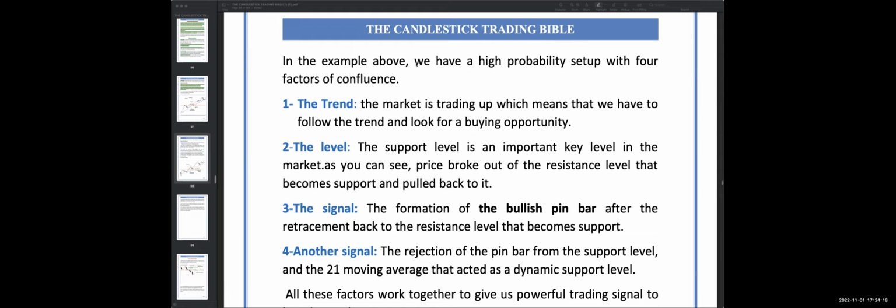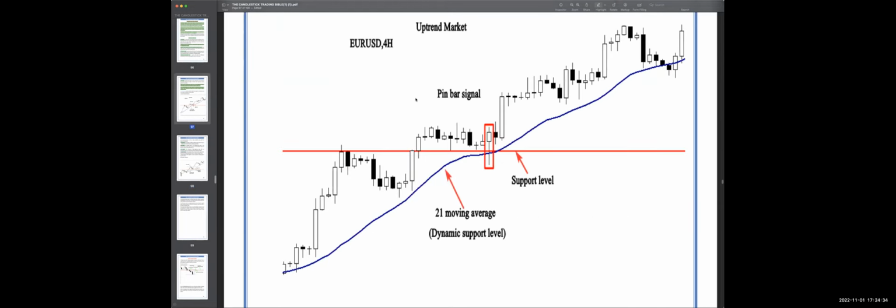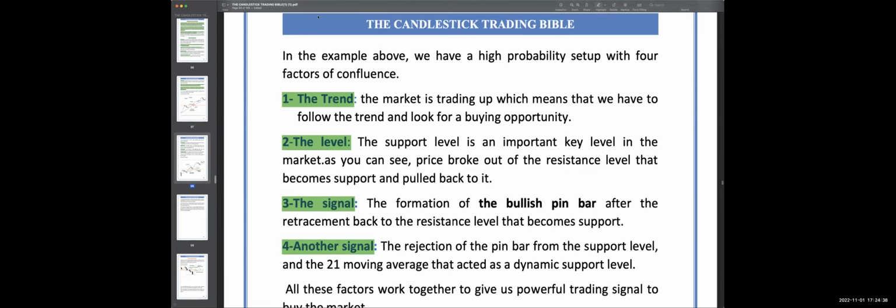So in the example above, we have a high probability setup with four factors of confluence. There is the trend, the level, the signal, another signal. So let me just check what signals they're talking about because we've got a pin bar. Okay, let me just read.